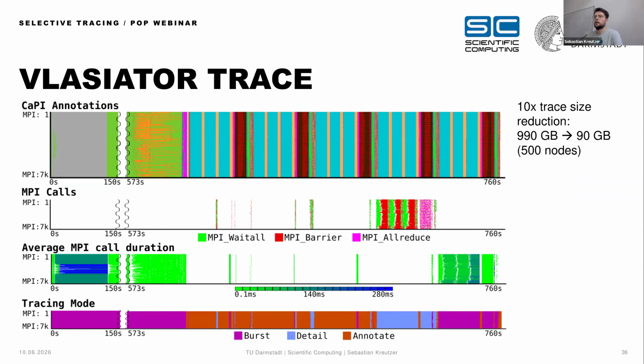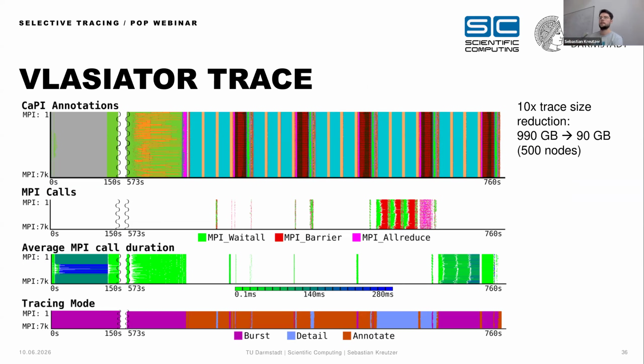Okay, looking at the trace that was generated with this. First of all, we got around a 10x trace size reduction, from around a gigabyte down to 90 gigabytes. And this is on 500 nodes.